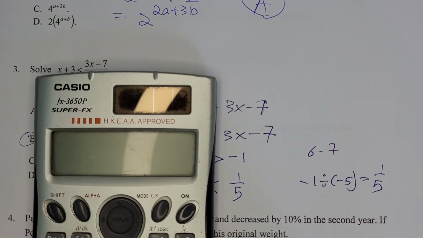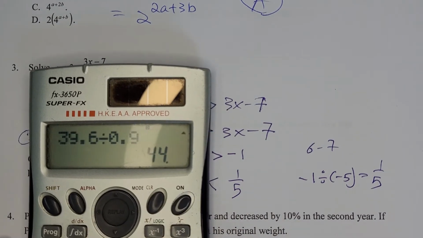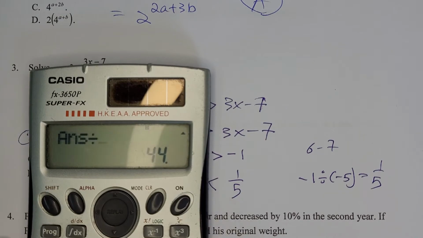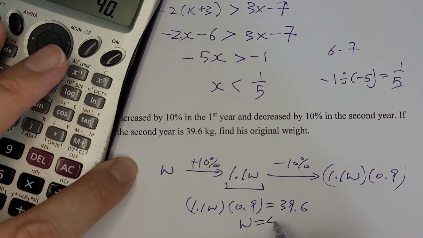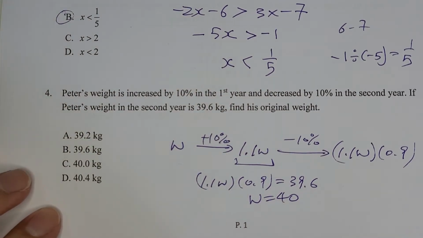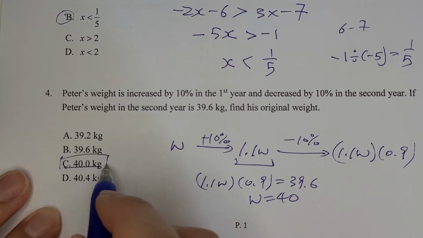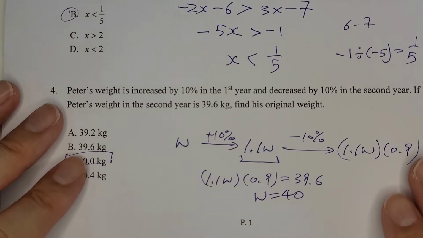Then you can calculate this. 39.6 divided by 0.9 is 44. 44 divided by 1.1 is 40. W is 40. That means the original weight in the first year is 40, so the answer is C. C for cat. So that's the end of question number 4.